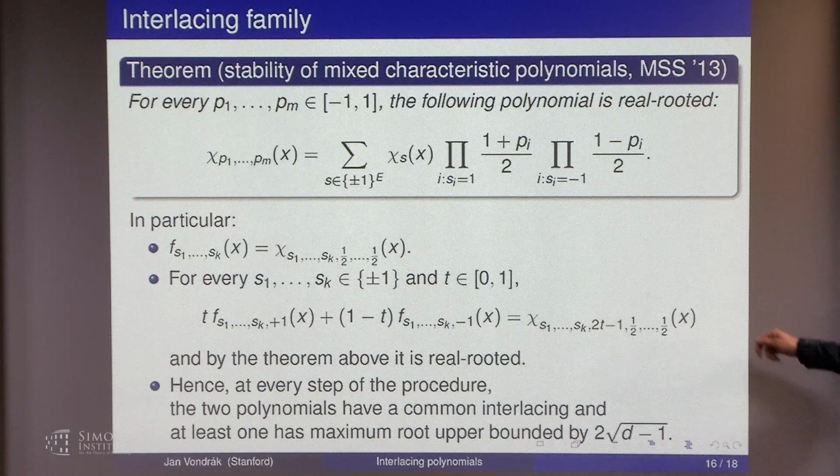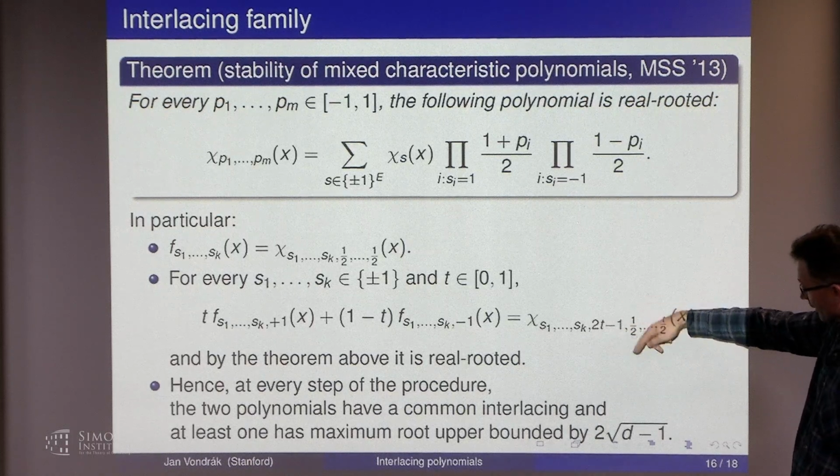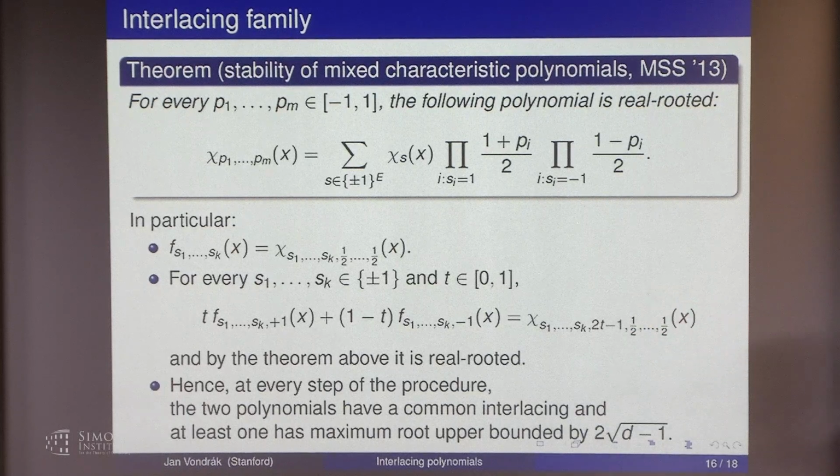Yes. And in fact, you can plug in for s_{k+1} anything between plus and minus 1, which will get you all these convex combinations of the two relevant polynomials. So all the gray polynomials, they're of this form. So this master stability statement tells you that all these polynomials and many others are actually real-rooted.